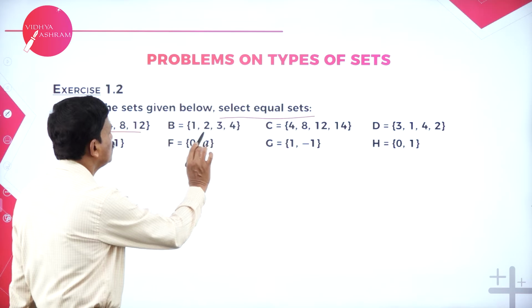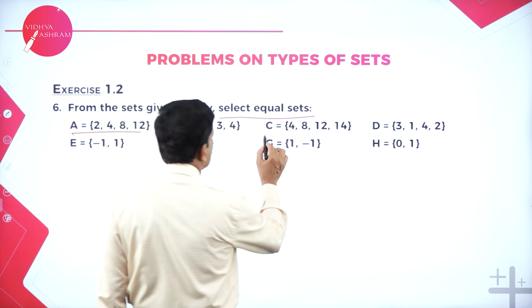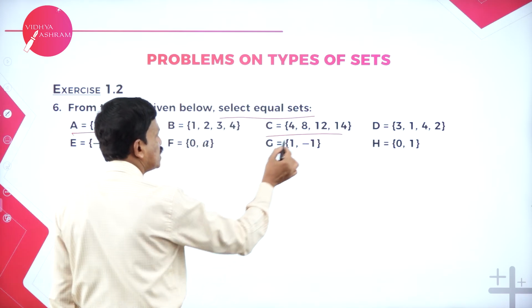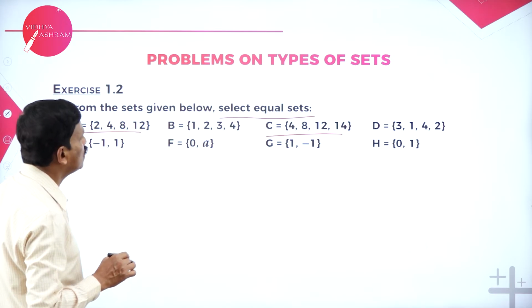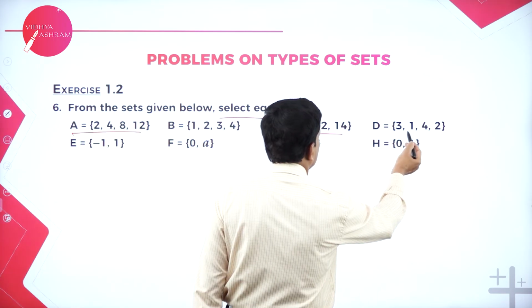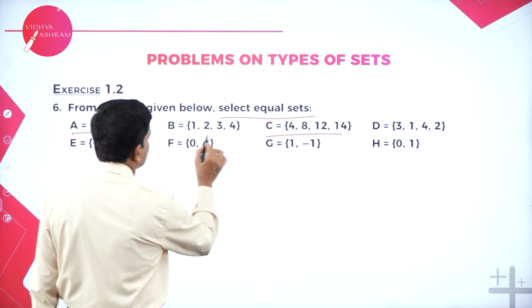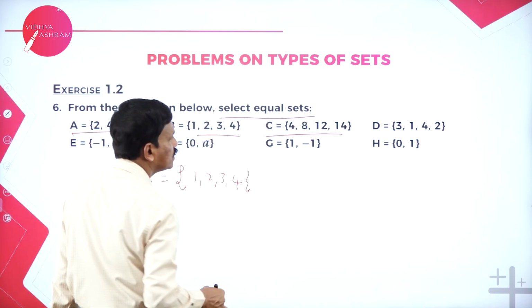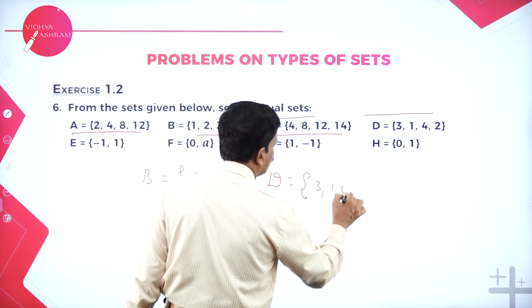So, this is not equal because it contains 1, 2, 3, 4 but not the same elements. Set C contains 4, 8, 12 but 14 is there, so this is not the same set. So, here 2, 4, 8, 12 and 4, 8, 12, 14. Then D contains 3, 1, 4, 2. So, here A is not equal to any set. Let us come to the set B. B is equal to 1, 2, 3, 4 and come to set D. What does D contain? D contains 3, 1, 4, 2.